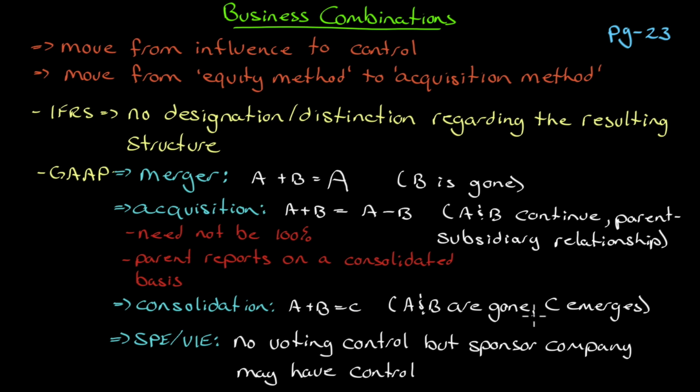A and B are gone, C emerges, and the SPV or VIE, no voting control. And we've seen some of these. If you think about securitization, that's the very essence of it, right? No voting control, but the sponsor company may have control. Not just control, but extremely significant control.